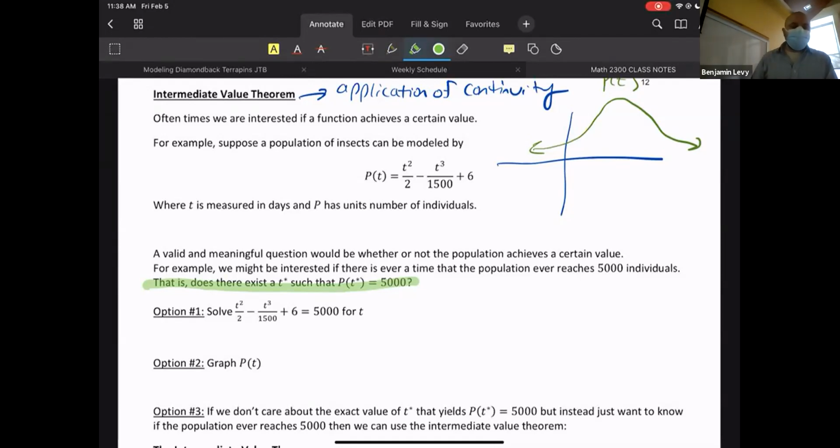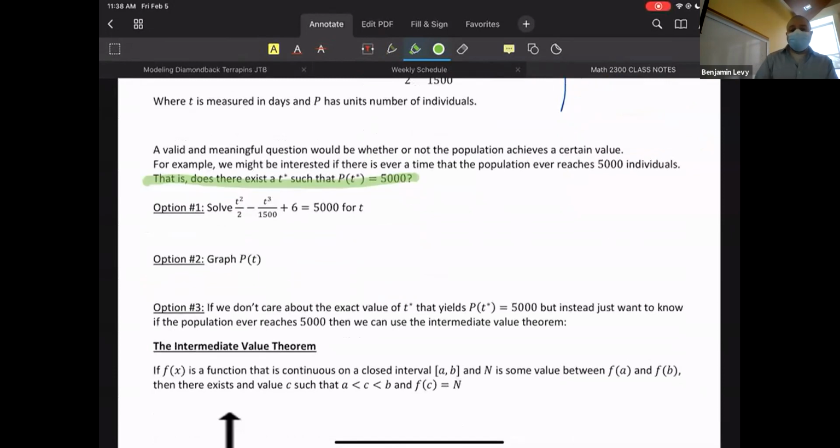And we don't necessarily care exactly when that happens. We just want to know, is that going to happen? Well, there are three options we could think about for knowing if that's going to happen. We could try to set the equation equal to 5,000 and solve for t. And in this particular case, that's something we could actually do because it's not that challenging of a function, right? It's a pretty easy function. We could use the quadratic formula on that. But in more advanced problems, you might not be able to.